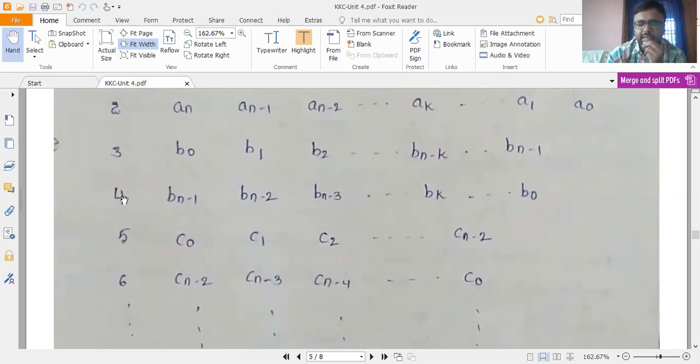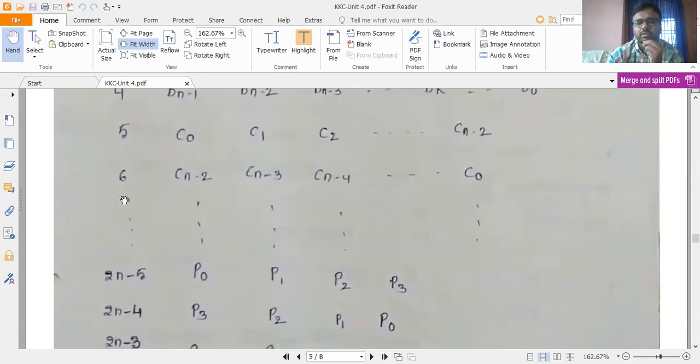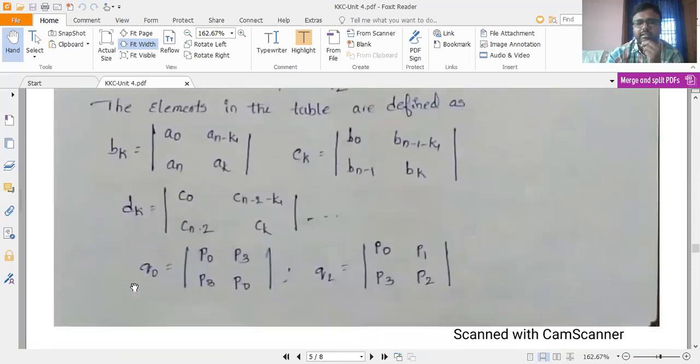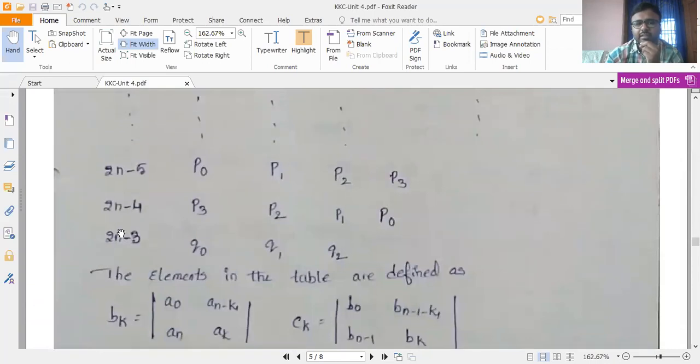Up to how many rows is this going to go? It goes up to 2n minus 3, where n is nothing but the order of the equation. So how many rows have to be placed in this Jury stability table? Up to 2n minus 3 rows, where n is the order of the equation.